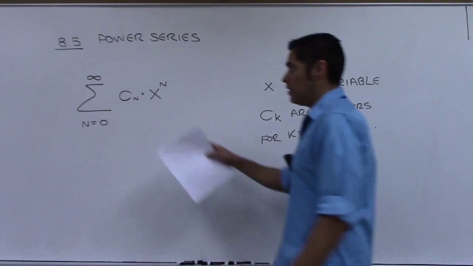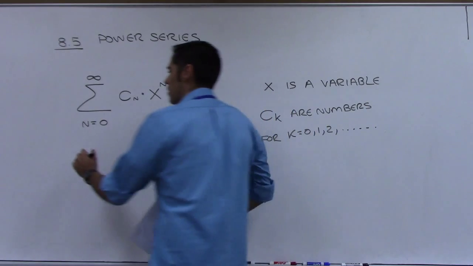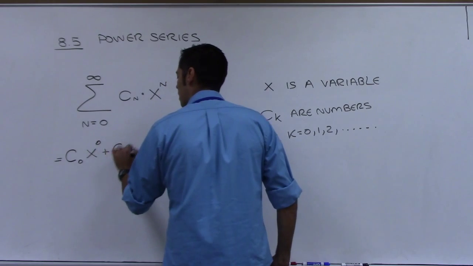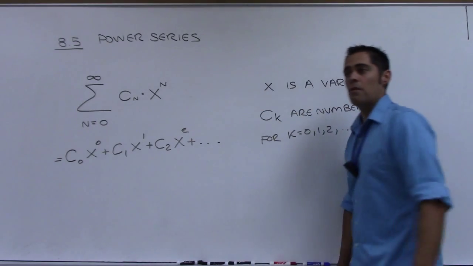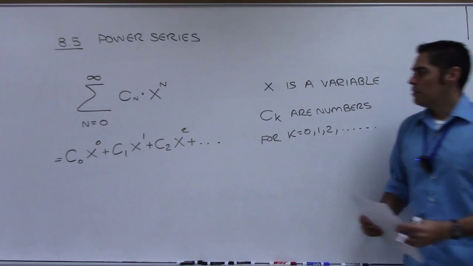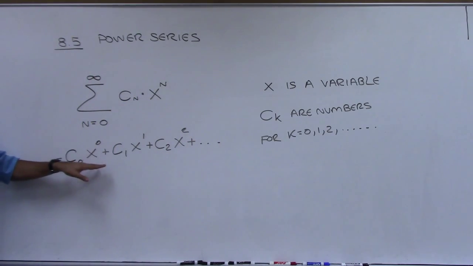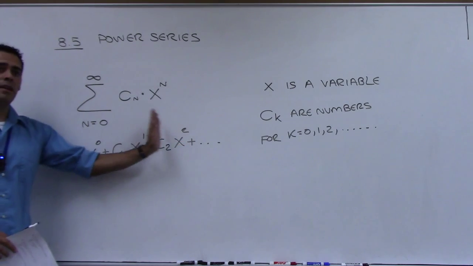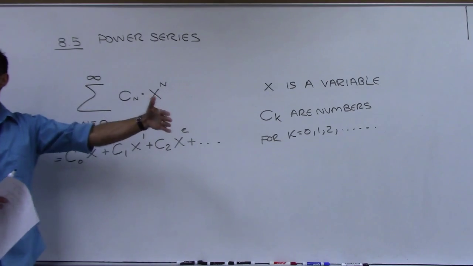So what you have, if you were actually to plug in n equals 0, then n equals 1, this sum would become c sub 0, x to the 0, plus c sub 1, x to the 1, plus c sub 2, x to the second, and so on and so forth, right? So what we have is a series, but it is a series of powers of x, right? Each of these terms is a power of x. And that's where it gets the name power series from. It's just a bunch of powers of x added up together forever.